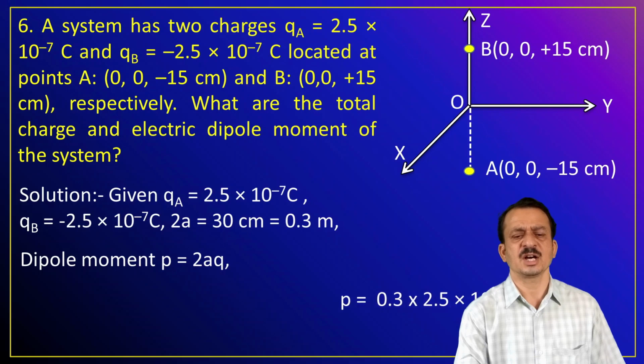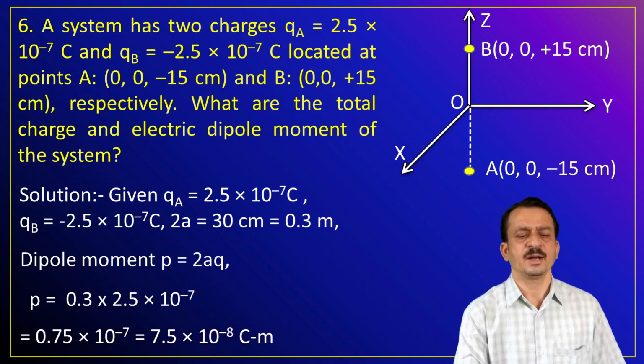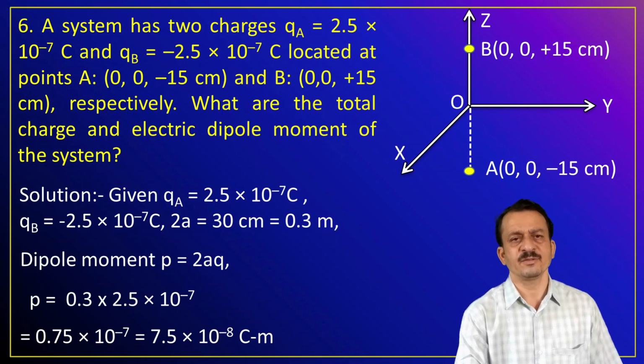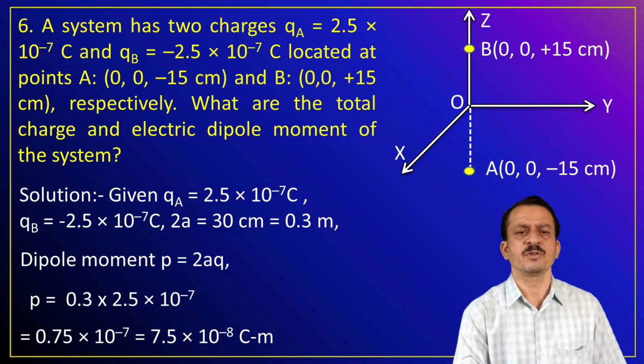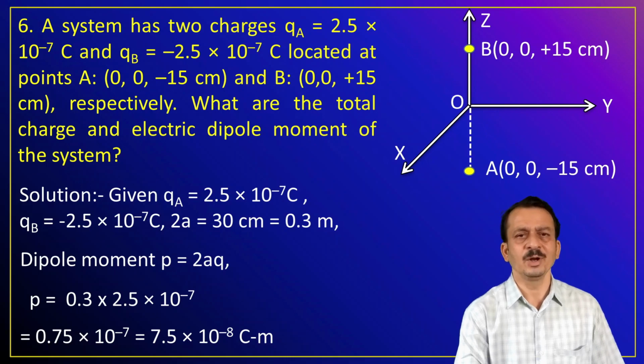Take any one charge. So therefore P is equal to 0.3 in terms of meter and charge is 2.5 into 10 raised to minus 7. If you multiply, 0.75 into 10 raised to minus 7, if I write it in scientific notation, it is 7.5 into 10 raised to minus 8 Coulomb meter. It is the SI unit of dipole moment. Move on to the 7th problem.